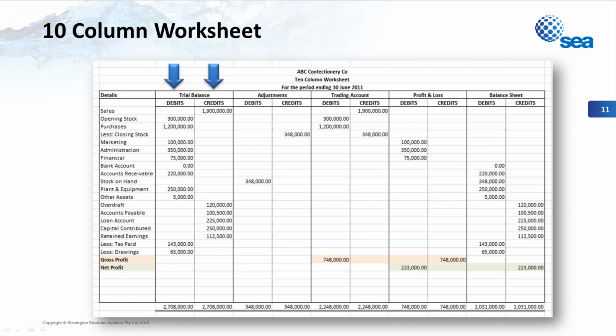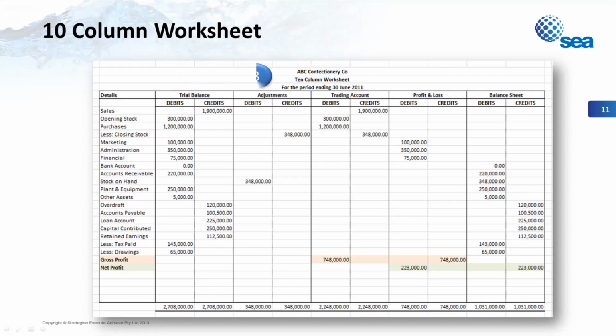Columns 1 and 2 showed the trial balance. The trial balance lists all the general ledger accounts as listed on the profit and loss and balance sheet. The amount listed is the balance, or the value, of each account at balance date. This was taken from the general ledger and was a sum of the opening balance plus the movement in each account from all the transactions that took place during the trading period.